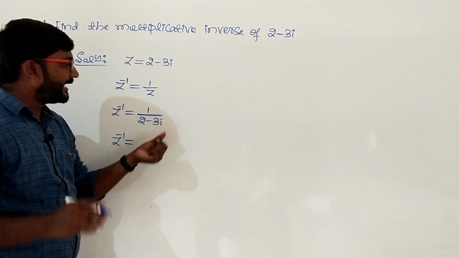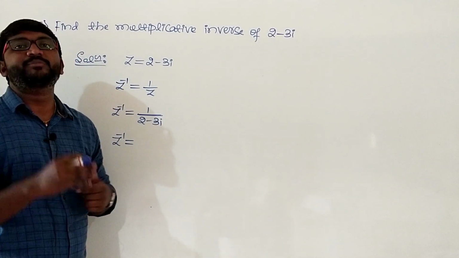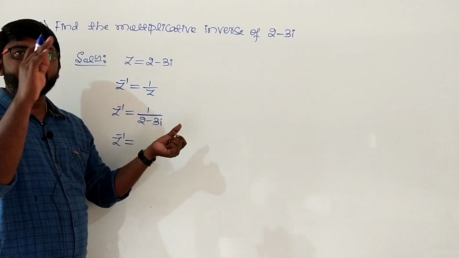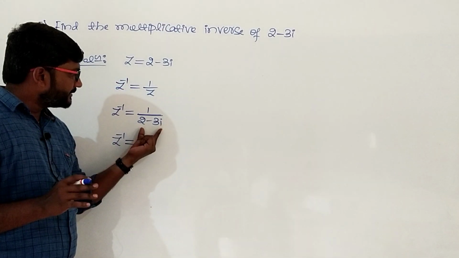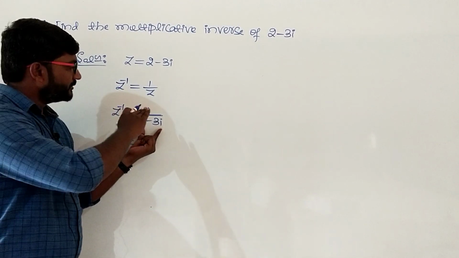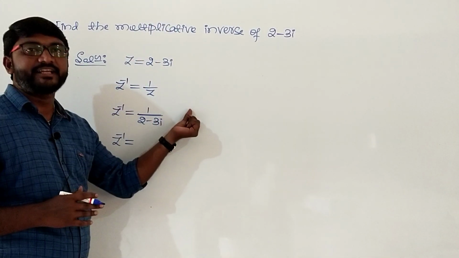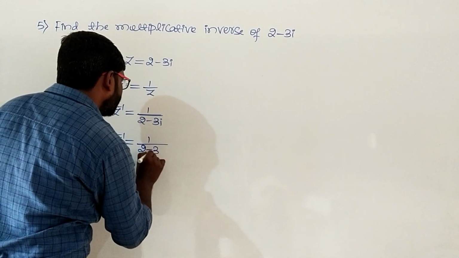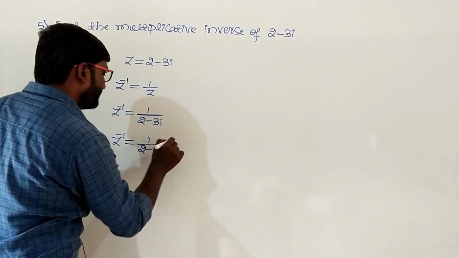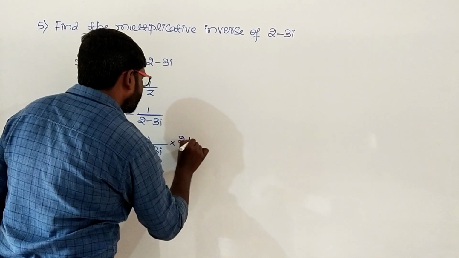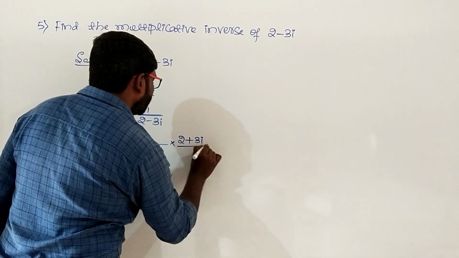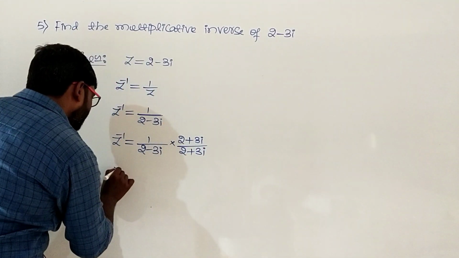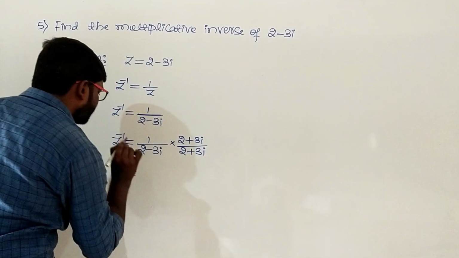So multiply and divide by the opposite sign of the denominator. ಇಲ್ಲಿ 2 minus 3i adre, so now 2 plus 3i ದಿಂದ multiply and divide by ಮಾಡ್ಕೋಬೇಕು. In case it is 2 plus 3i, the opposite sign will be 2 minus 3i. So now 1 divided by 2 minus 3i, multiply and divide by 2 plus 3i, and here it is 2 plus 3i. So now let us simplify this further.